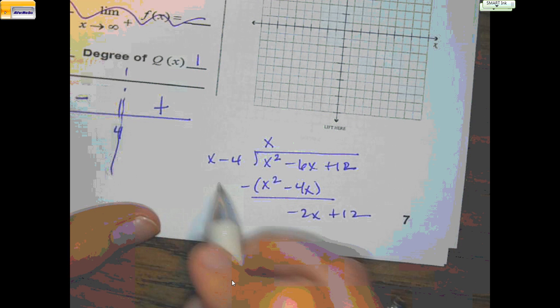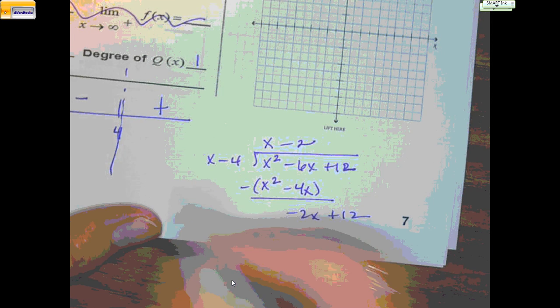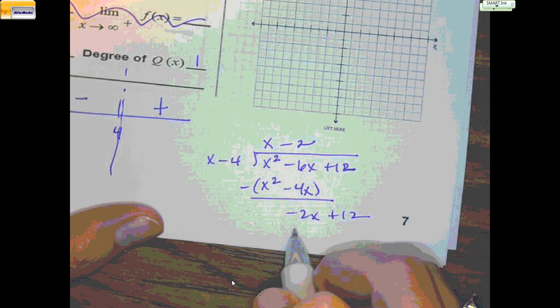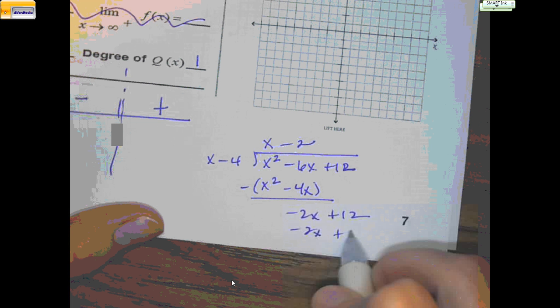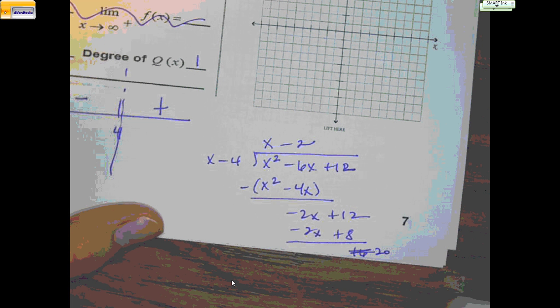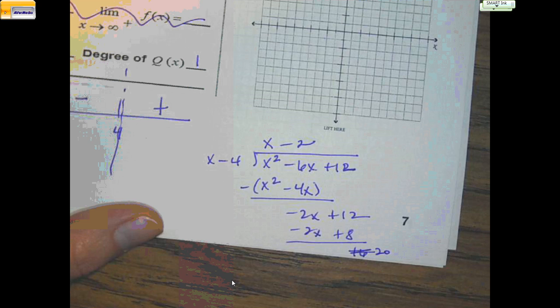x times what is negative 2x? Negative 2. And that's the equation of a line. You could probably stop now. But if you wanted to finish it out, multiply it through and we get negative 2x plus 8, and then you get a remainder. The remainder we can just forget about. This is the piece we're concerned with. So y equals x minus 2. I'm sad that I've written my asymptote right there.